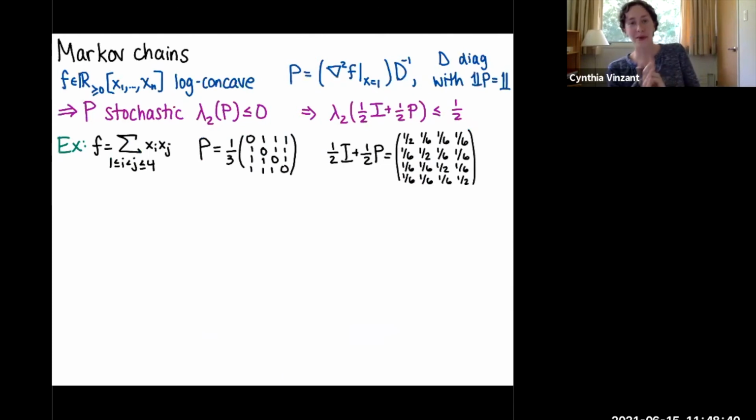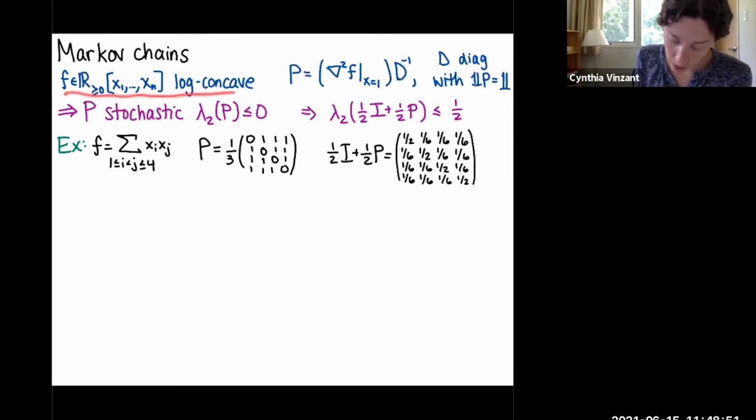Okay. So as promised, what I'm going to do is relate this to some Markov chains. From a log-concave polynomial with non-negative coefficients, what I can do is take its Hessian at, say, the all ones vector, and normalize it so that the matrix becomes stochastic.